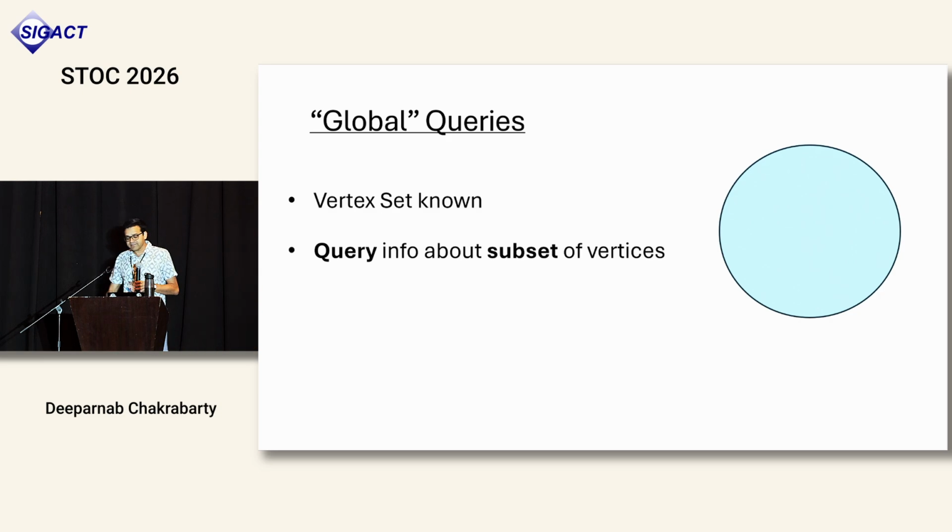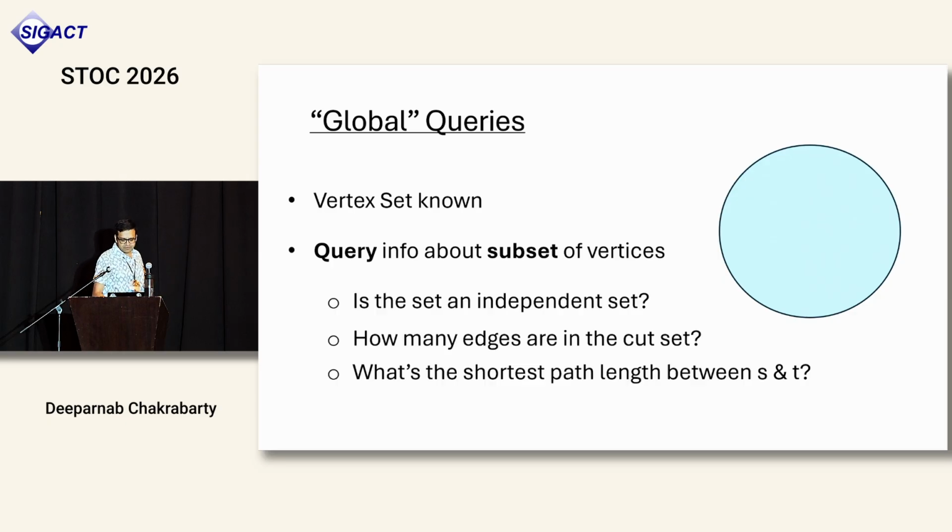Now, what kind of queries? There are many kinds that have been studied, and we'll see some right now. For example, you can take a subset of vertices and ask, is there any edge present in this subset? Is it an independent set or not? Or you can ask, how many edges are present in that subset? Or you can ask, what is the size of the cut set, so how many edges leave that subset? In particular, this second bullet point is an example of something called a submodular function, which is interesting. We'll come to that in a bit.